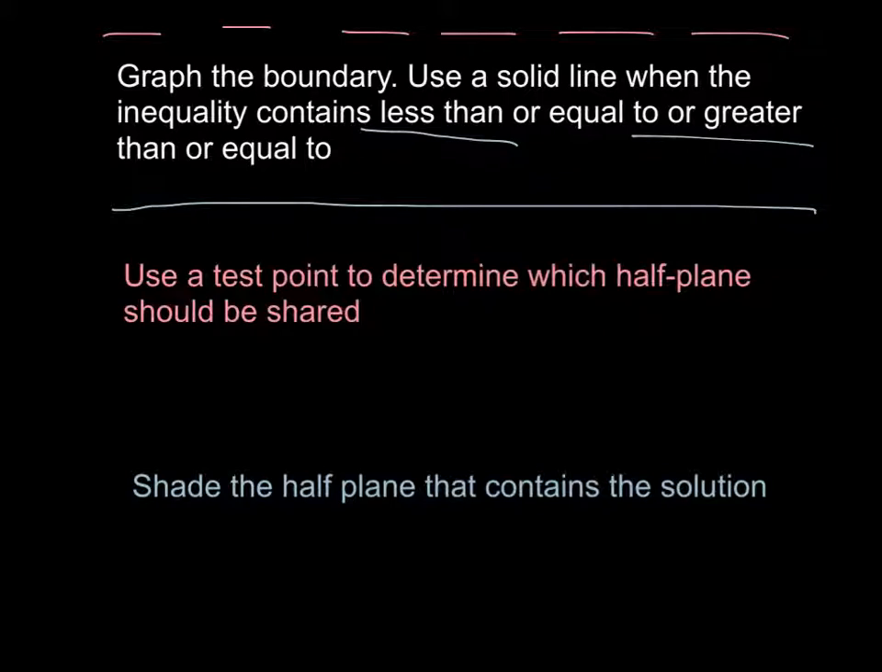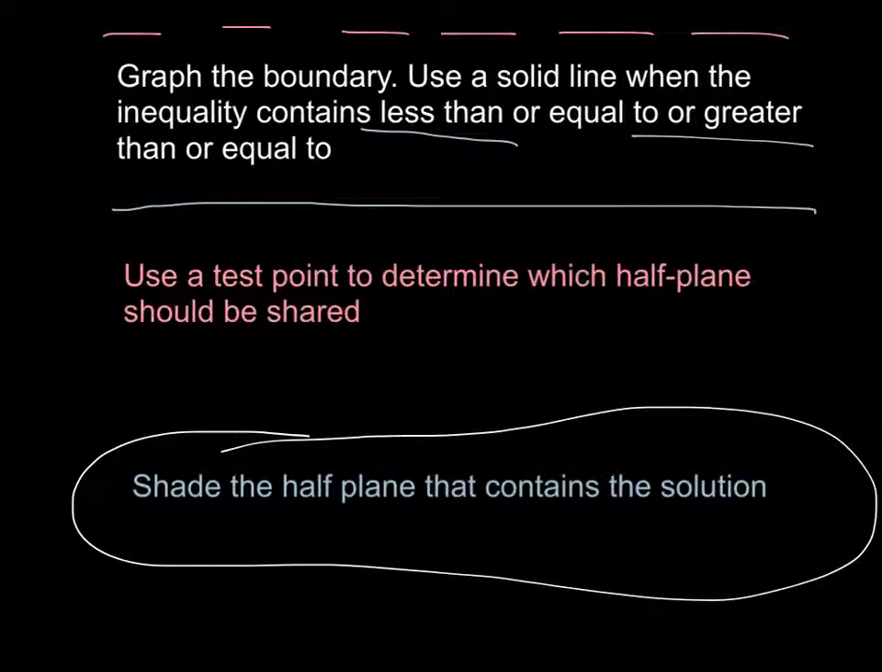You're then going to use a test point to determine which half plane should be shaded. That means you're picking a point to determine if it's within the solution. And then you're going to shade the plane that contains the solution. So whichever side of the plane contains the point that works, then you shade in that area.